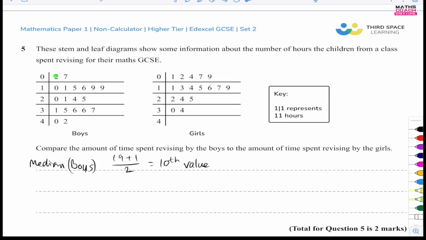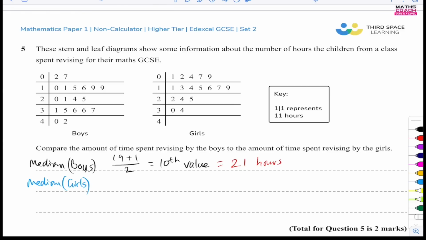So where is that? Let's start from the beginning. 1, 2, 3, 4, 5, 6, 7, 8, 9, 10. So what is the median? It's not 1, it's 21. All right. So it's 21 hours. That's the median for the boys. Let's work out the median for the girls. So median for the girls.